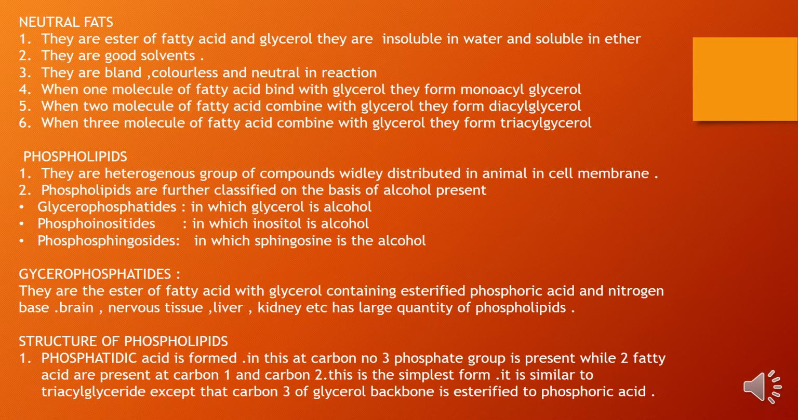Glycerophosphatides are the ester of fatty acid with glycerol containing esterified phosphoric acid and nitrogen base. Brain, nervous tissue, liver, kidney, etc. have a large quantity of phospholipids.